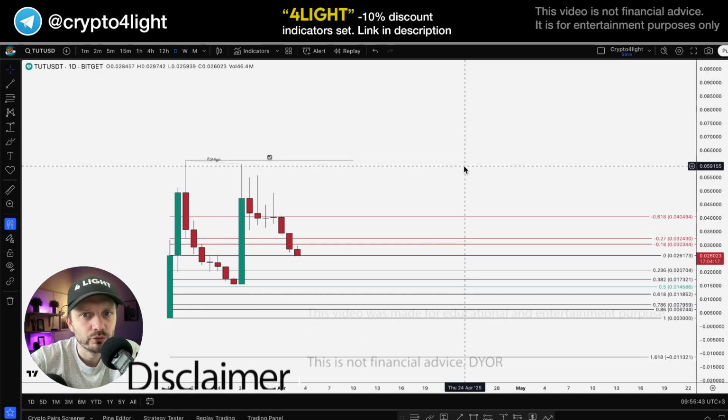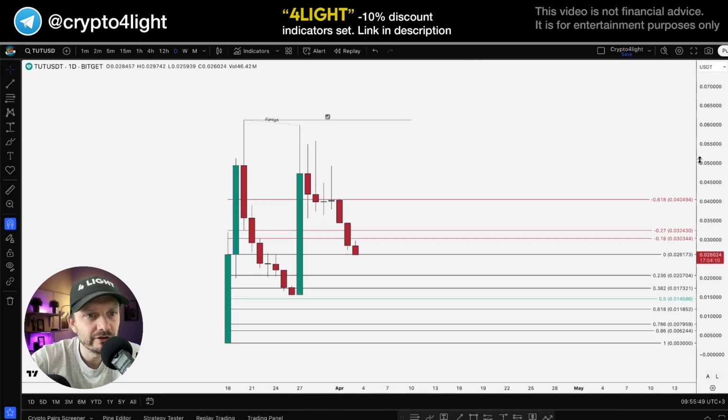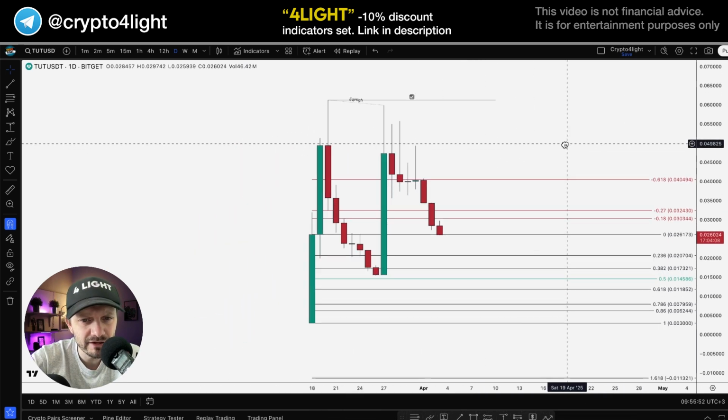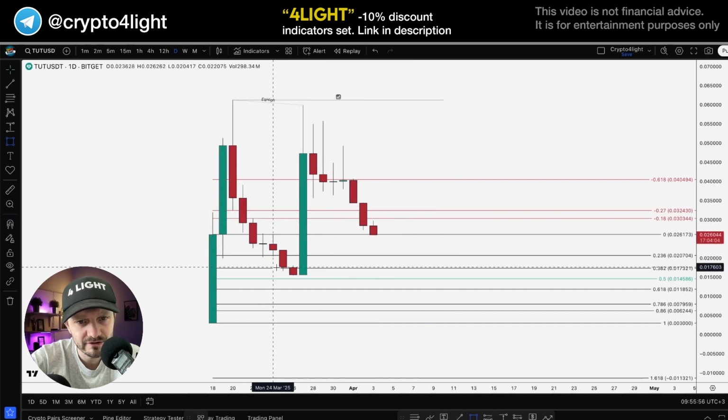Today I want to talk about the TUT USDT trading pair with my custom set indentation accumulation pump model. Let's dive in, guys. Take a look. This is the chart from BitGet, daily time frame, indentation accumulation pump model. So, guys, all targets are still relevant.